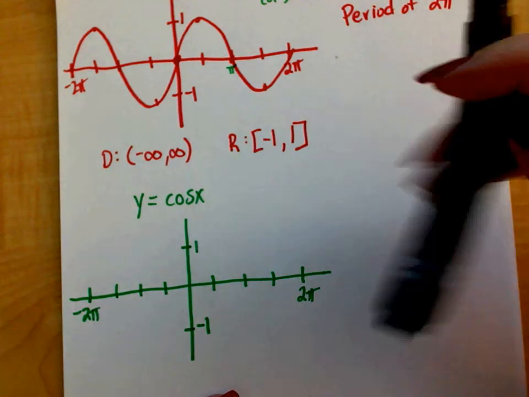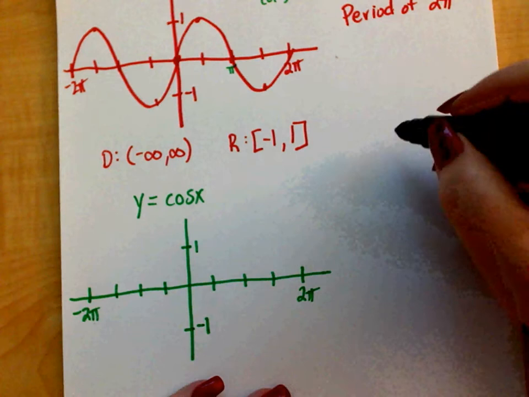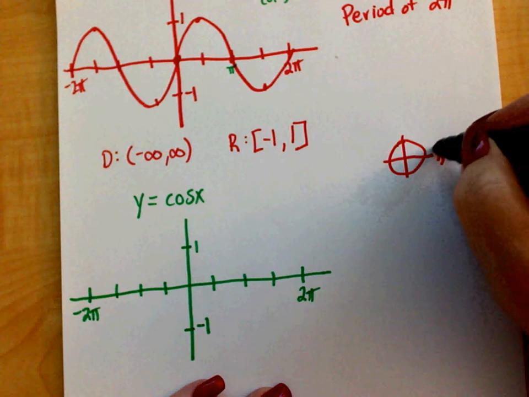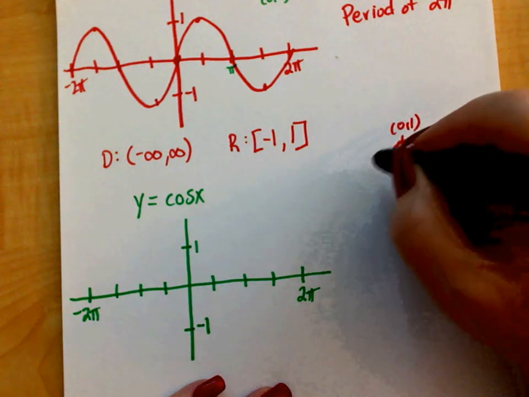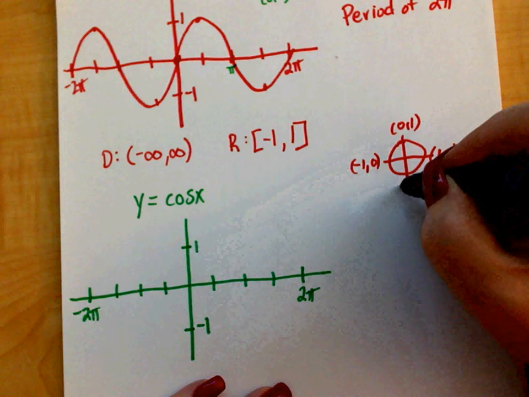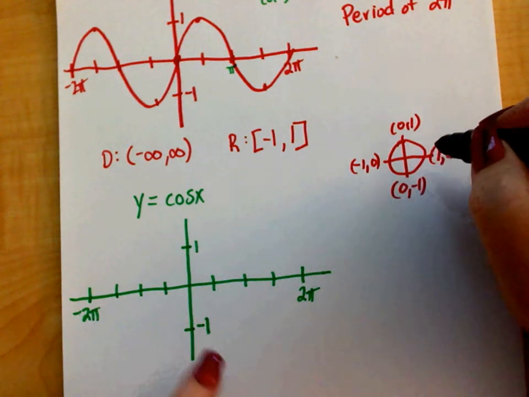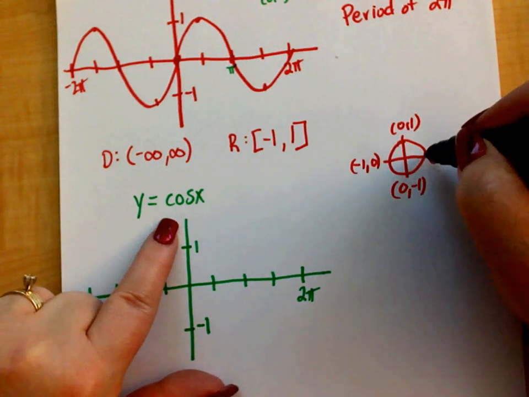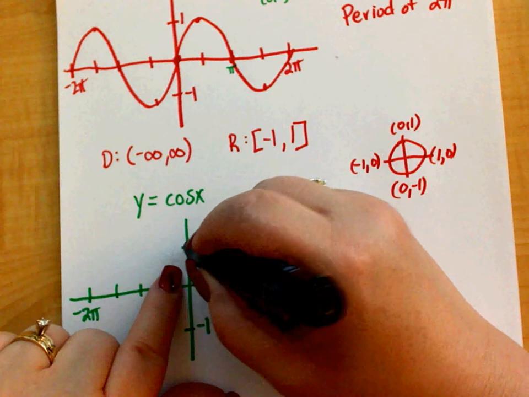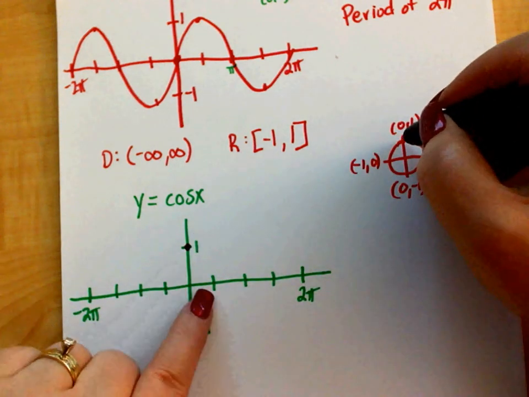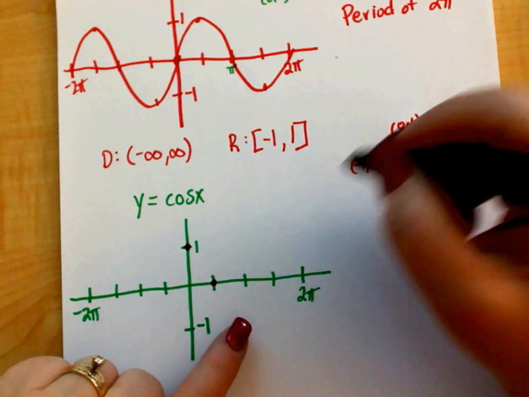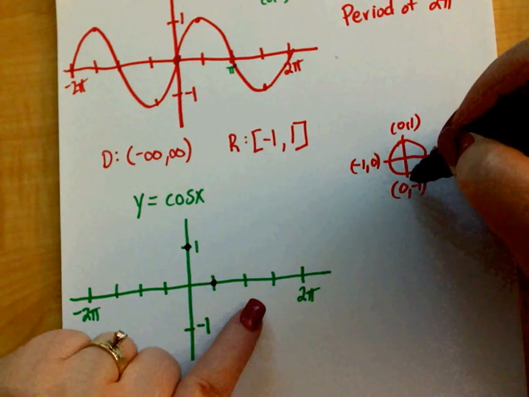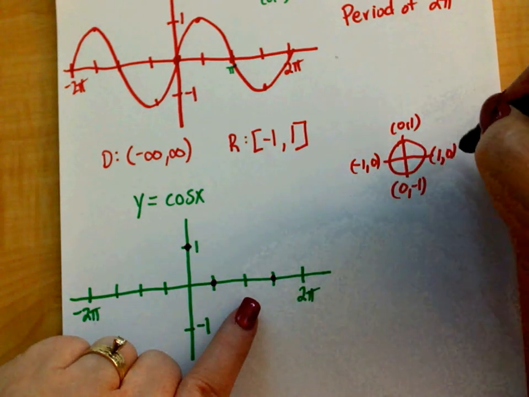When I graph this, it does not go through the origin. If I sketch another quick little circle here, this is 1, 0, and at the top it's 0, 1. Over to the left it's -1, 0. At the bottom it's 0, -1. Remember cosine is associated with the x-coordinate. At 0, the x-coordinate is 1, so you start up here. At pi over 2, the x-coordinate is 0. At pi, it is -1. At 3 pi over 2, it is 0. And at 2 pi, it is 1.